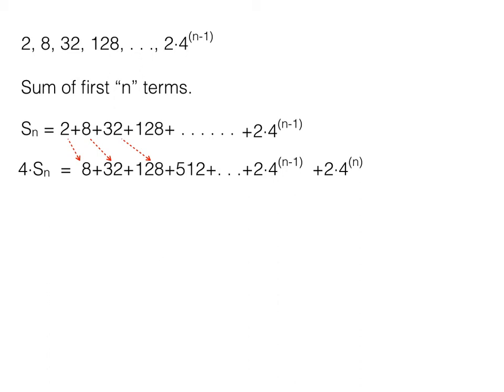So if we're multiplying 4 by that sum, the distributive property just tells us to multiply 4 by all of that stuff. So 128 times 4 is 512. And then if we multiply that last term by 4, we're going to get 2 times 4 to the n minus 1 times 4, which gets us 2 times 4 to the n. If you don't see that, this is how that happens.